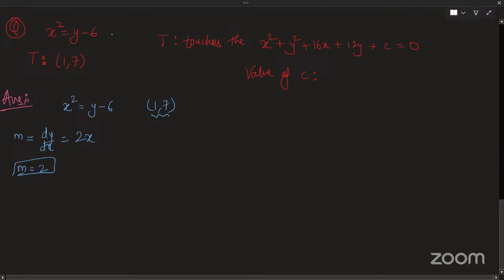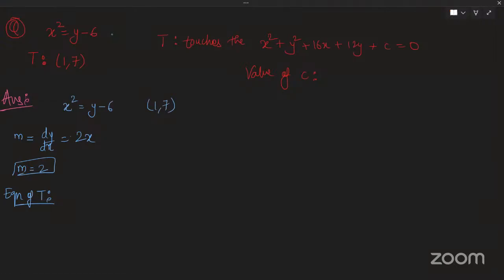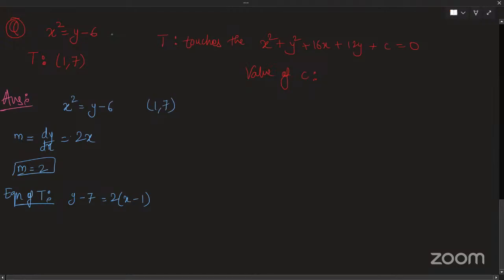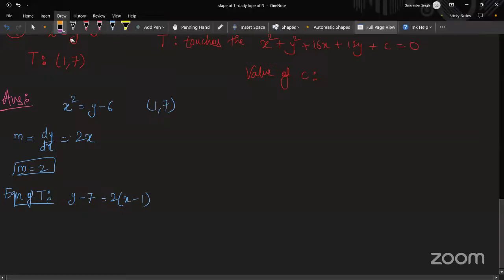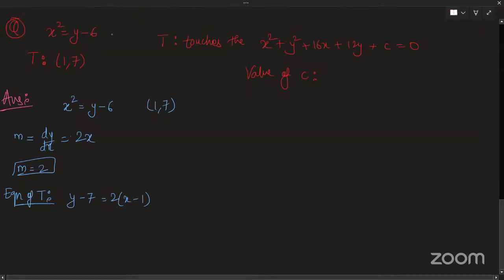I know this point and I know the slope. Can I write down the equation of tangent? I know this point 1, 7 and I know the slope of the line, which is 2. Can I write the equation of the line? Right? Y minus y naught is equal to 2 times x minus x naught. Is this right, everyone? So y minus 2x minus 5 is equal to 0, right? This is my equation of tangent.